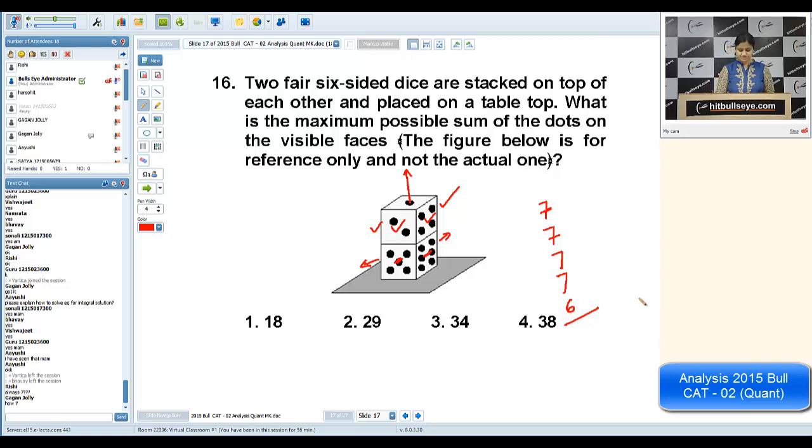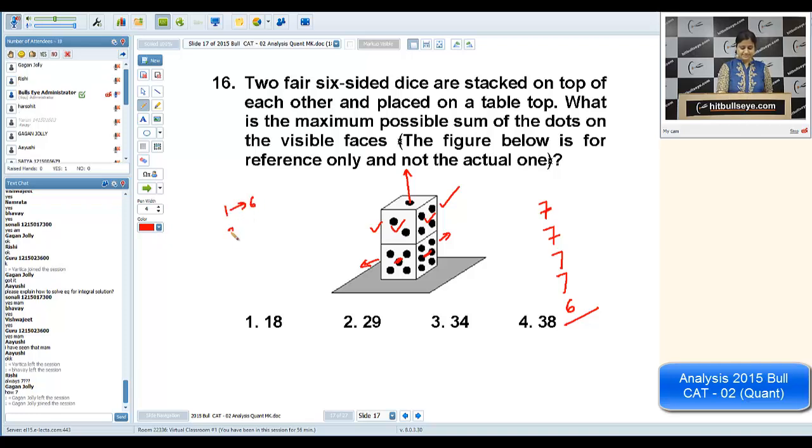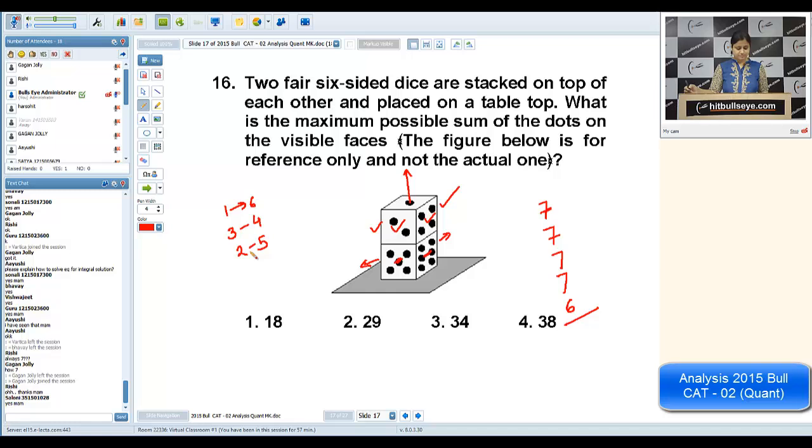Always 7. Yes, Rishi, this is always true. Whenever you have a fair and standard die, 1 will be opposite to 6, 3 will be opposite to 4, 2 will be opposite to 5. That is always true in a die. Is it okay now? Clear, Rishi? So it comes out to be 34. I guess this is the answer in this case. Should I move further?